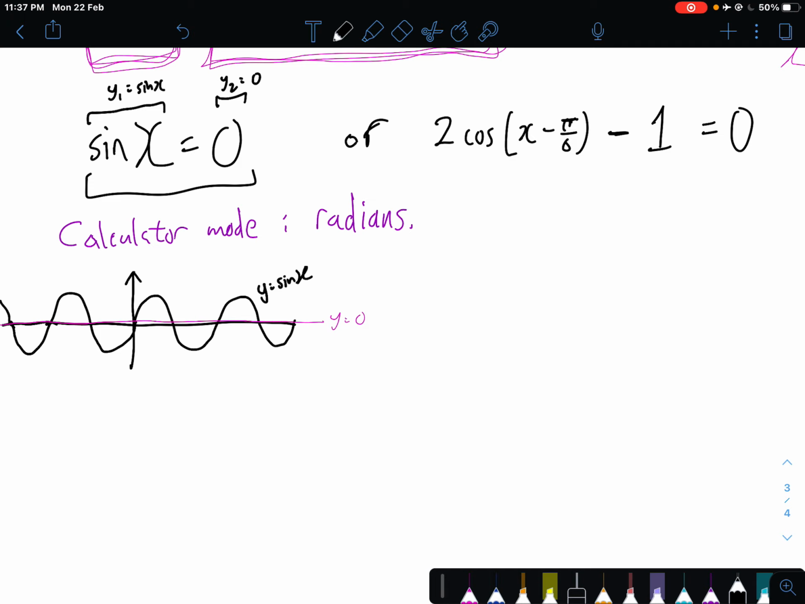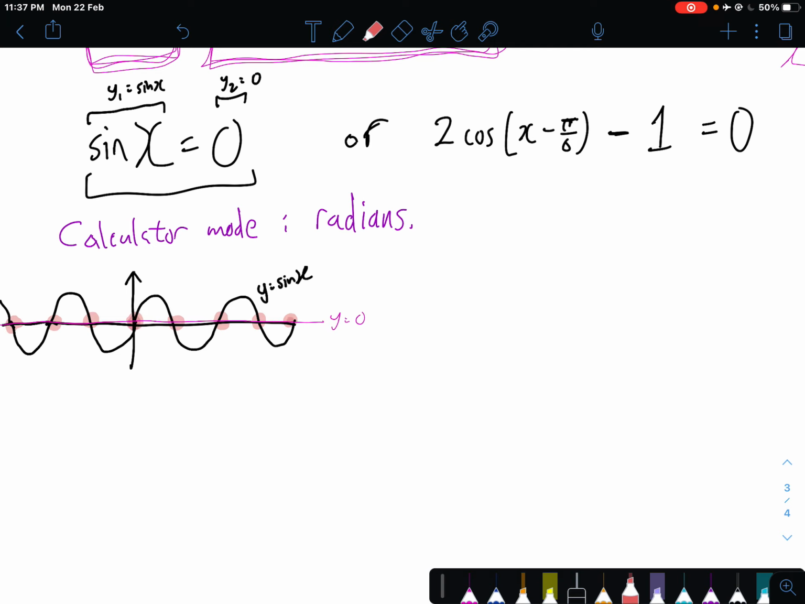Whenever they intersect is when they are equal, which means that you're looking for this point, this point, this point, this point, this point, this point, this point. So there's infinitely many solutions. That's why there's so many possible angles. By the way, the x-axis is really the angles. X represents angles, in terms of radians in this case. So there's so many possible angles that I just highlighted.